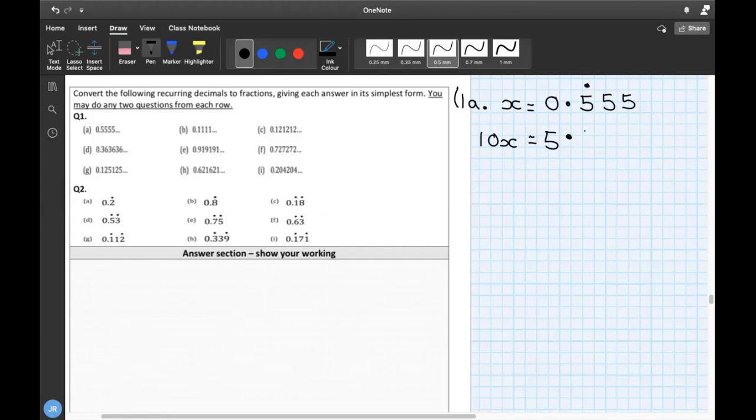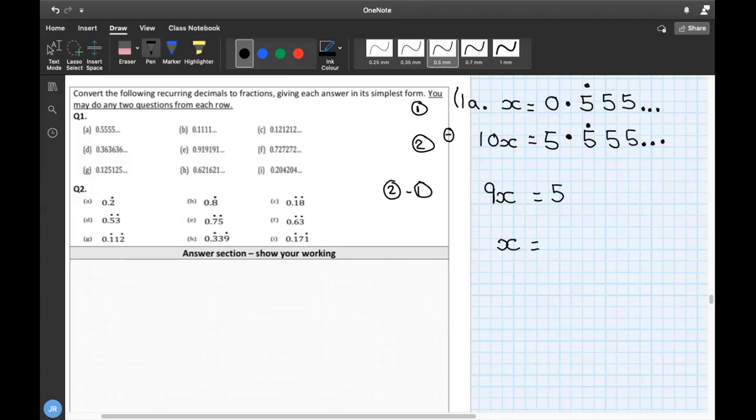So we've got 5.555, and that works. We now have the exact same thing after the decimal, so we're ready to subtract. If this was equation 1 and this was equation 2, we're now doing equation 2, take away equation 1. 10x take away 1x, that leaves us with 9x. 5.5 recurring, subtract 0.5 recurring, just leaves you with 5.